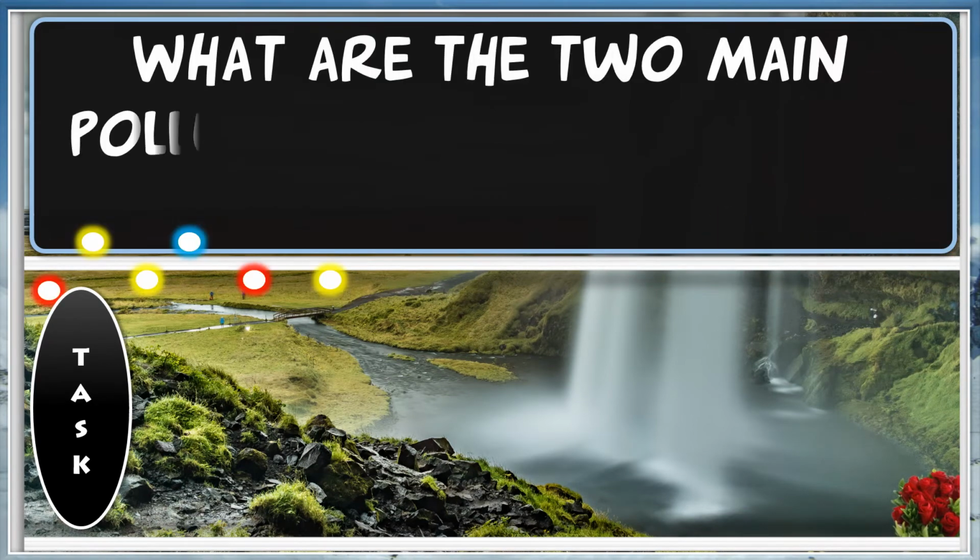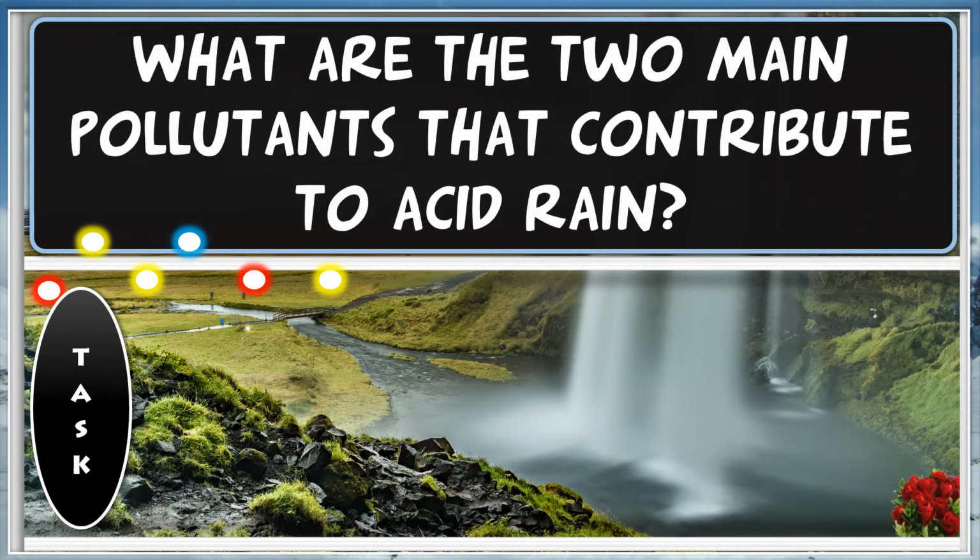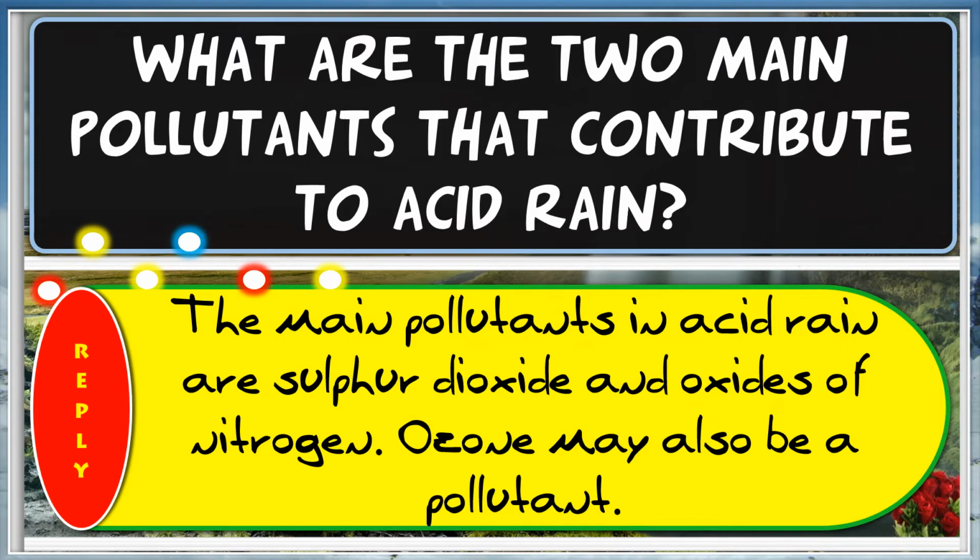What are the two main pollutants that contribute to acid rain? The main pollutants in acid rain are sulfur dioxide and oxides of nitrogen. Ozone may also be a pollutant.